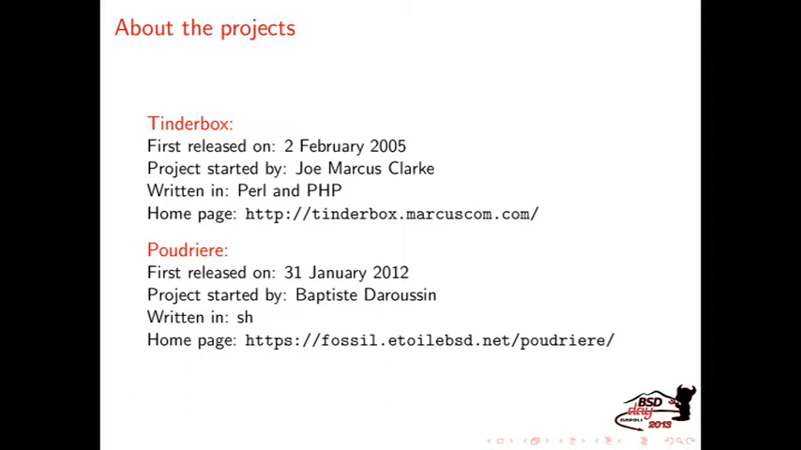Tinderbox was written much earlier than Poudriere. FreeBSD had fewer features at the time, so it relies on external programming languages. The project was started by Marcus Clark. Poudriere is a much newer project. Its objective is to depend on the base system and use the advanced features of this system, so it depends only on shell scripts. It was started by Baptiste Daroussin. At present, the project is also supported by Bryan Drewery.